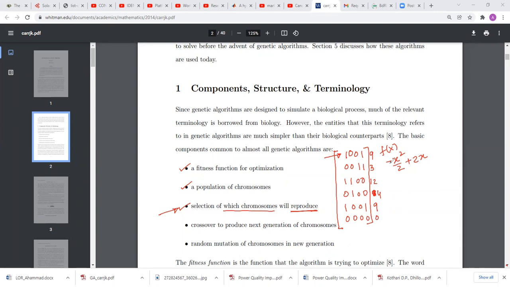Now, of course, I can calculate what is my f_i of x, isn't it? Where i is 1 up to 6, i is 1 up to pop size. Clear? I can have an array of fitness values now at this stage.